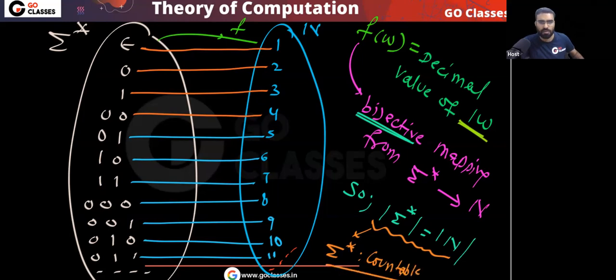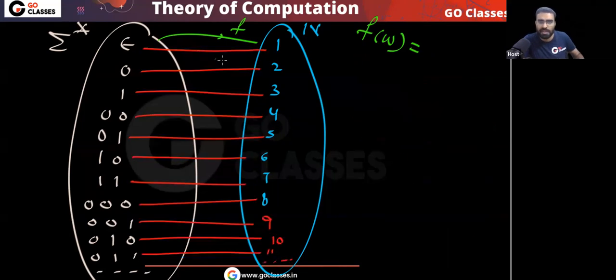So this is the proof. I can say the set of all finite length binary strings will be countable. Is this clear? Because there exists a bijective mapping, because we can create a bijection, a one-to-one correspondence. So remember this point.